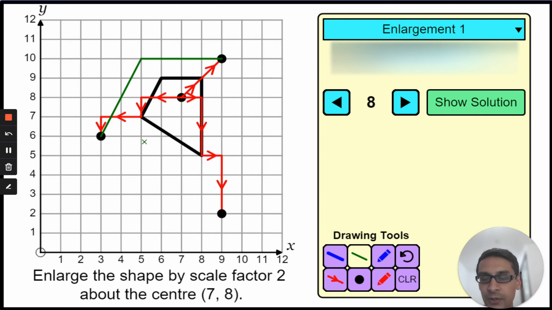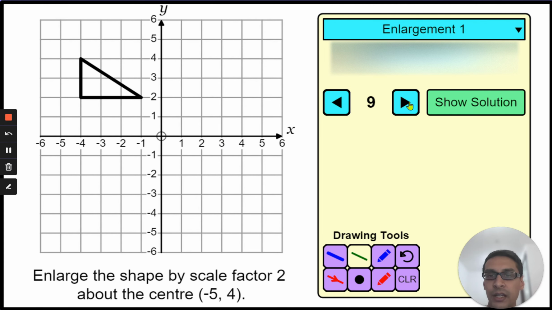And then here it's got 2 down, 3 across. So I'm going to go 2 down, 3 across, 2 down, 3 across, and then I'm just going to join this up. So there's an example where your center of enlargement is inside the original shape.